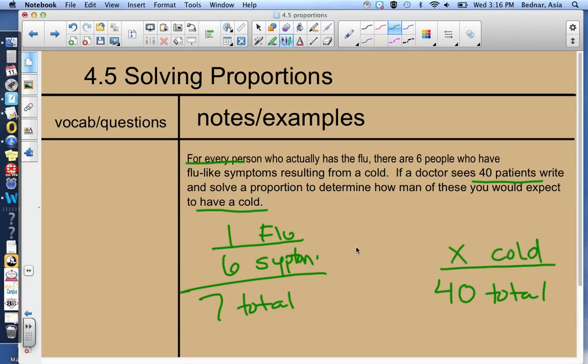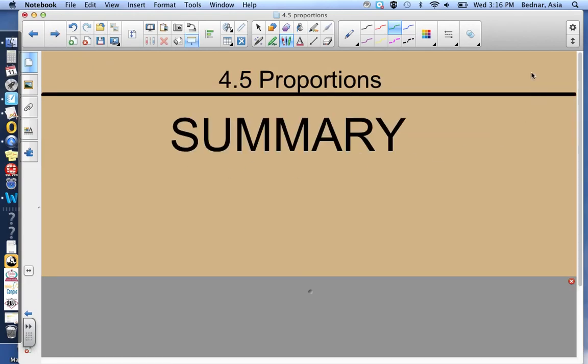If there were 6 out of the 7 before, cross multiply these: 7x equals 240, and then divide, and you should get a final answer of about 34 people. I hope this helps. We can talk about more examples in class if we need to.